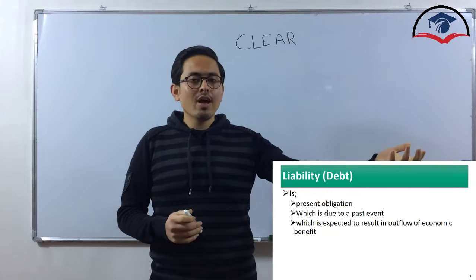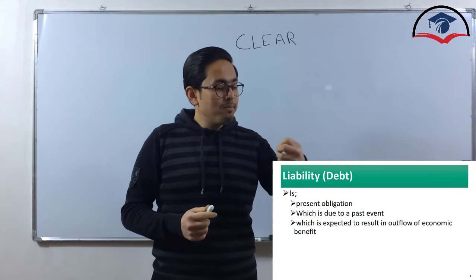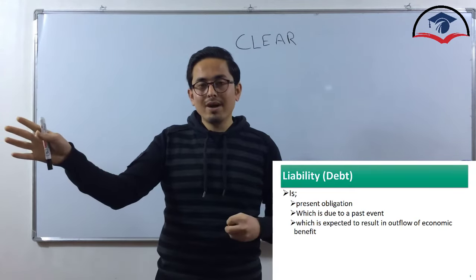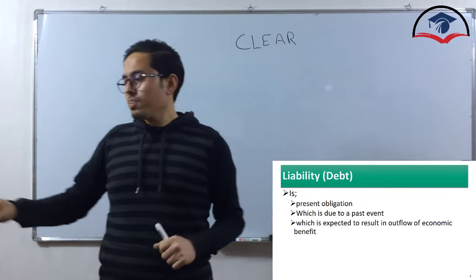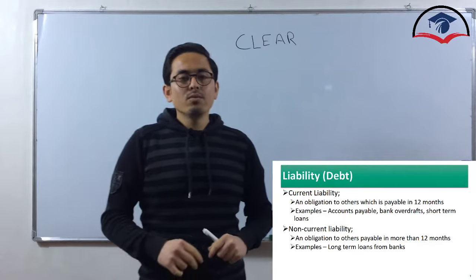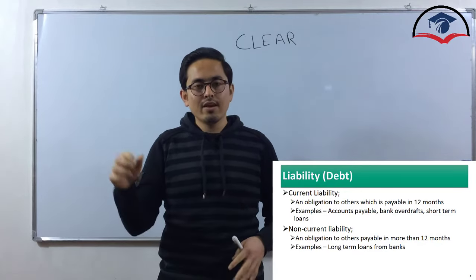How? Suppose I have $2,000 in cash. Now I need to pay that $1,000 back to the bank. That's an outflow of economic benefit to the business. The same liability is divided into two categories. One, we have the current liability, and one, non-current liability.